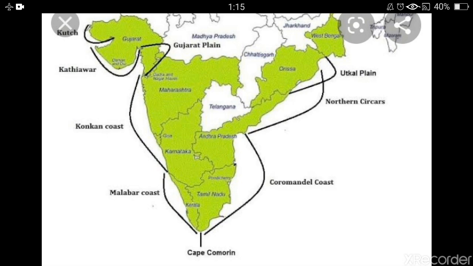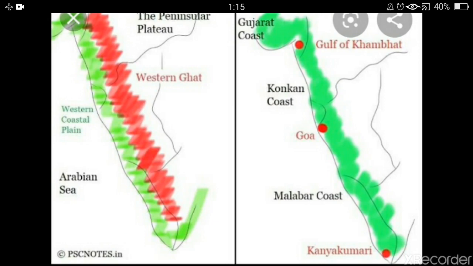Again on a map you are seeing the division of the coastal plains. The western coastal plains are divided into the Konkan coast, the Kannada coast and the Malabar coast, whereas the eastern coastal plain is divided into the Coromandel coast and the Northern Circars. This picture, or cutting of the map, shows the western coastal plain and its divisions.